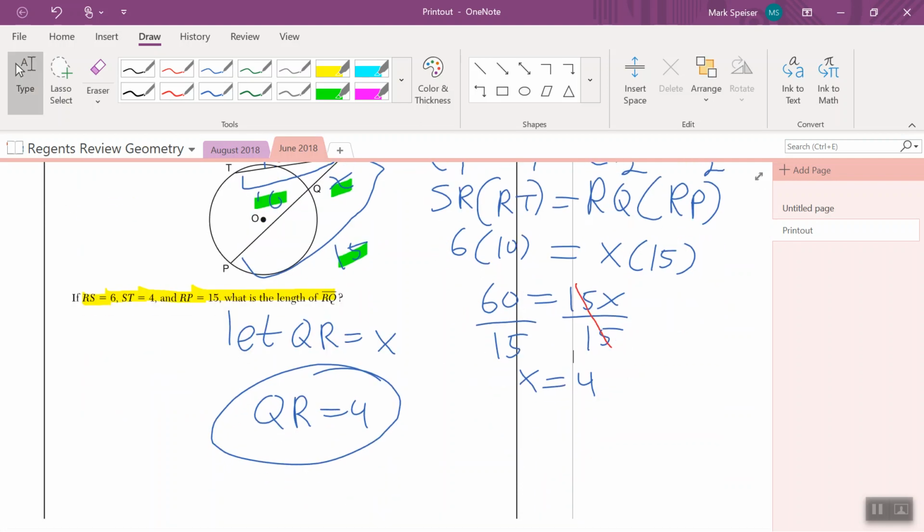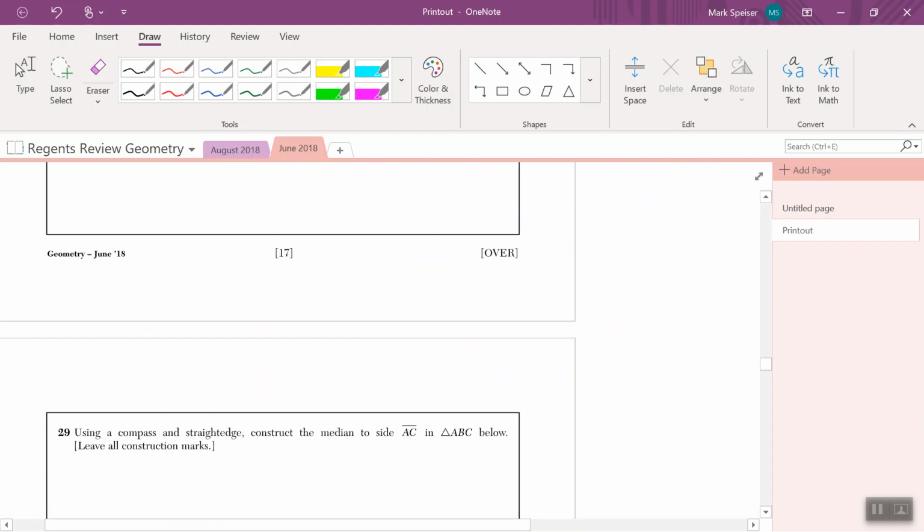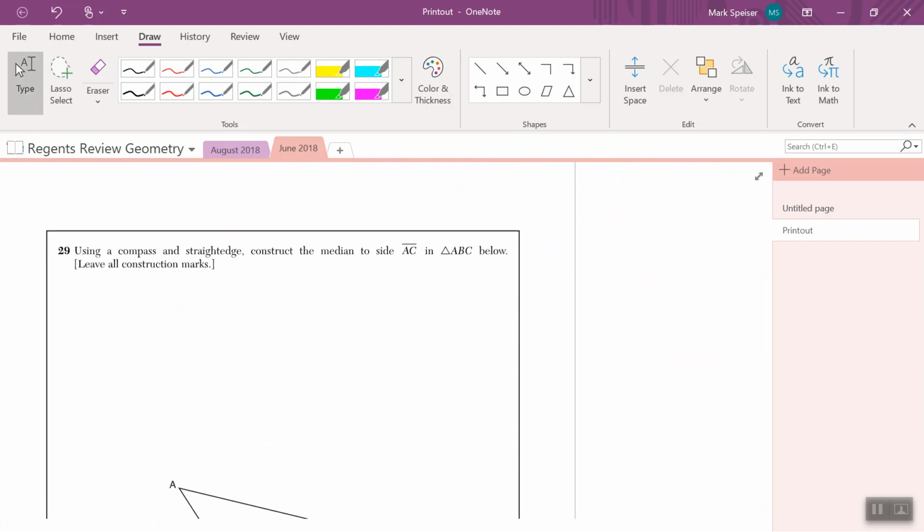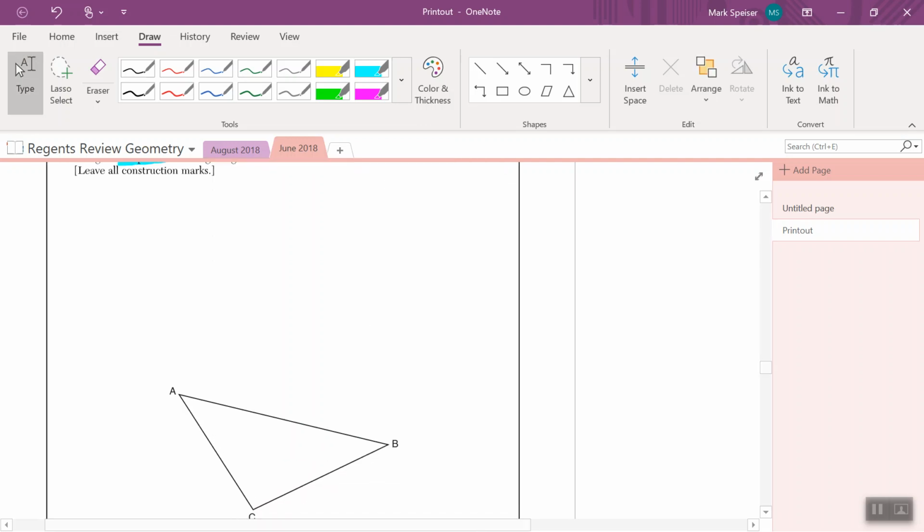On to the construction question. Using a compass and straightedge, construct the median to side AC of triangle ABC below, leaving all construction marks. So our plan is to find the middle of segment AC, and then draw a line from the middle of segment AC to point B as our median. Let's pull up our construction program, and let's do it.